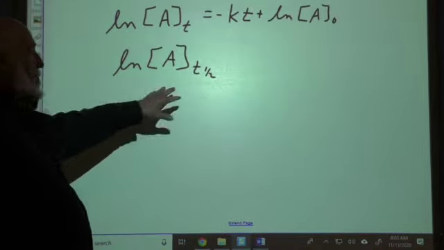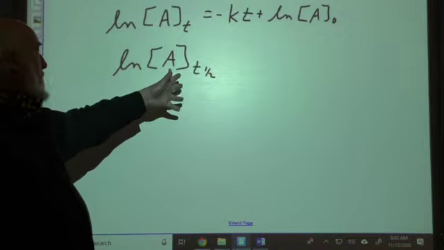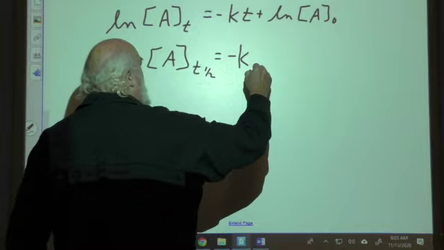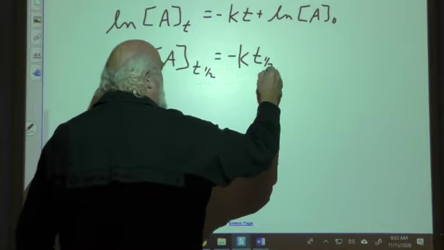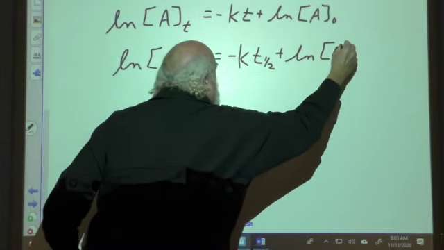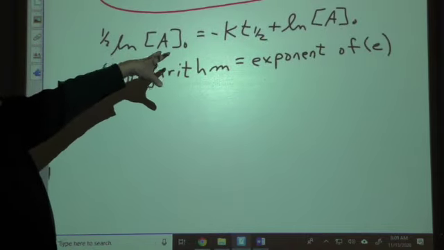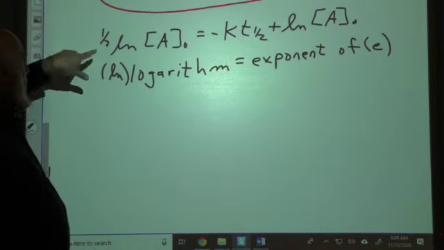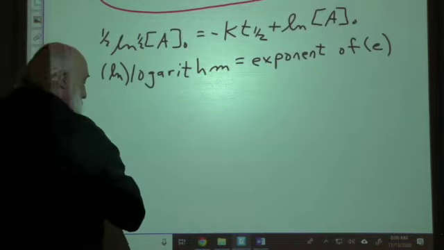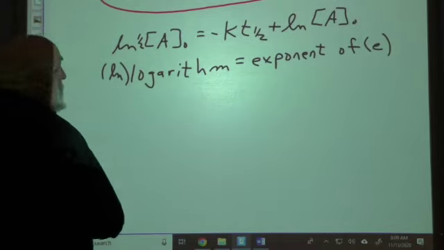the concentration at the first half-life. Okay, so we'll call that T sub 1/2 instead of T. And so that's going to equal negative k times T sub 1/2, the half-life, plus the natural log of the original concentration. Okay, so we've got this right here, and this 1/2 should not be in front of it, but should be right here. So I'm going to switch that over like so. Put the 1/2 there. Okay?